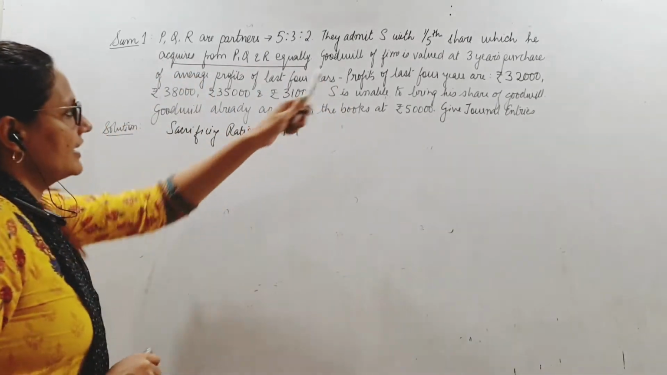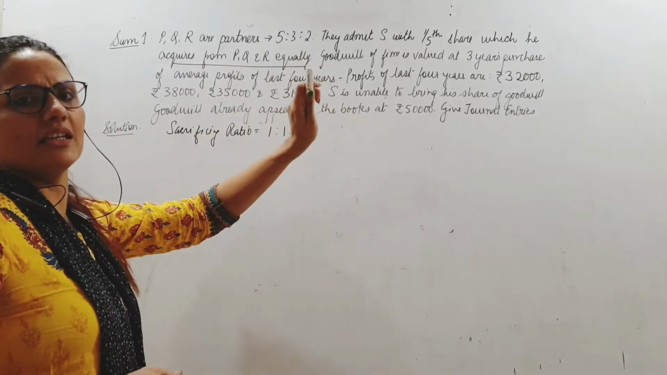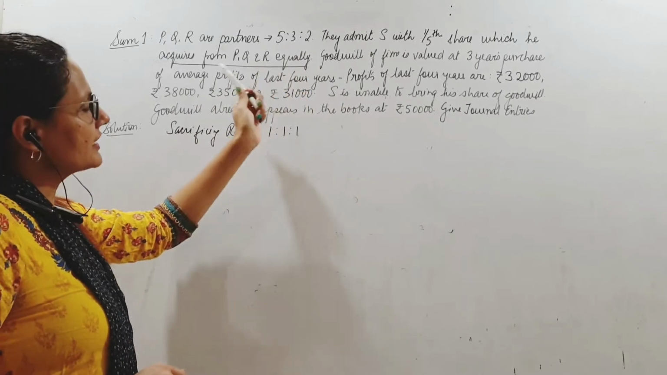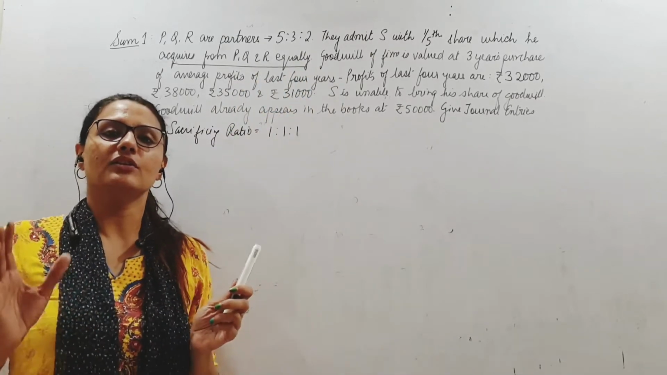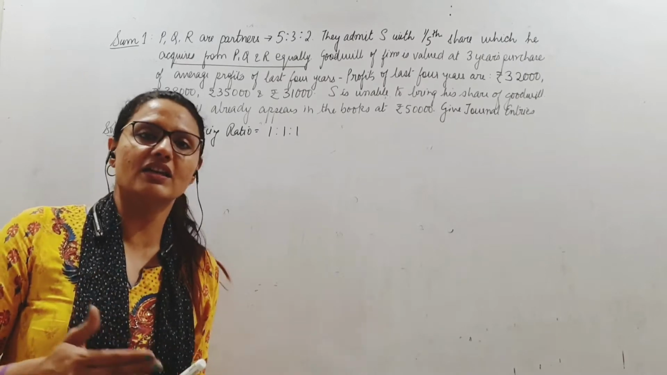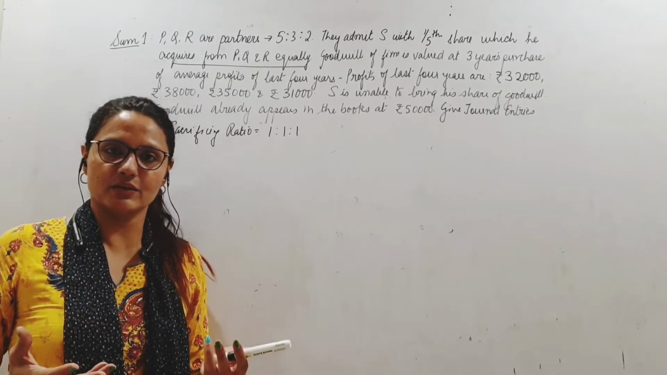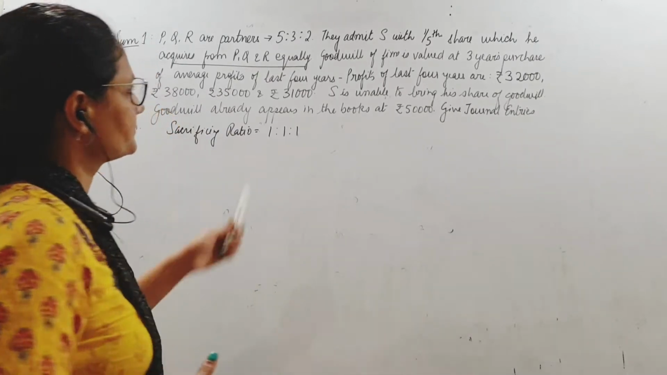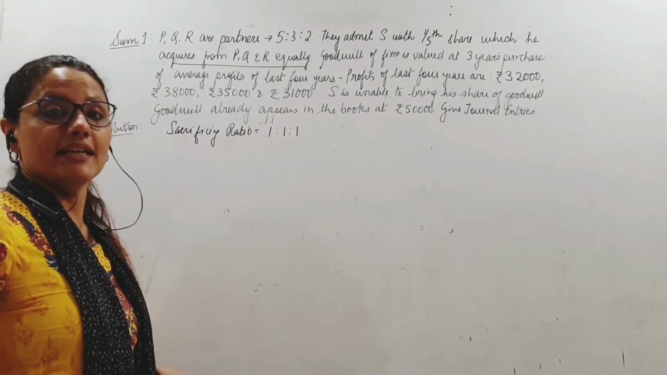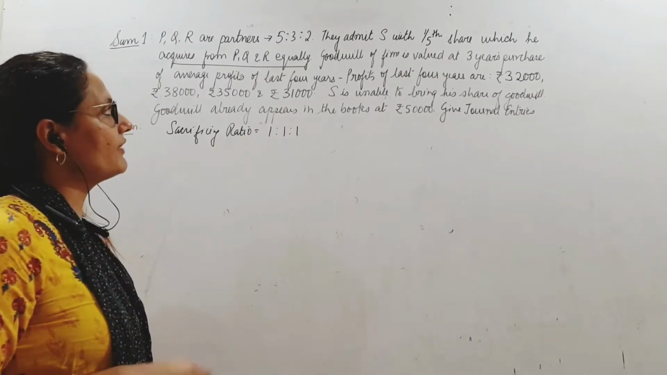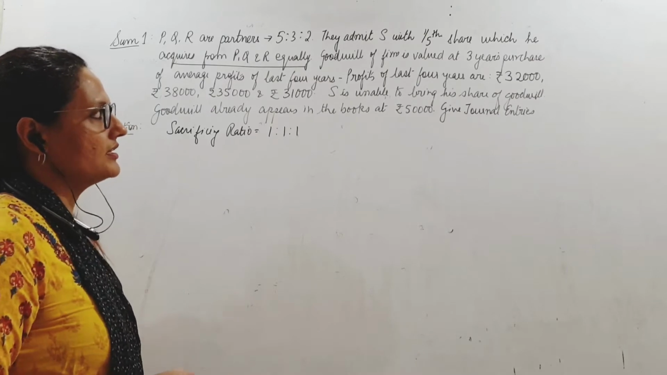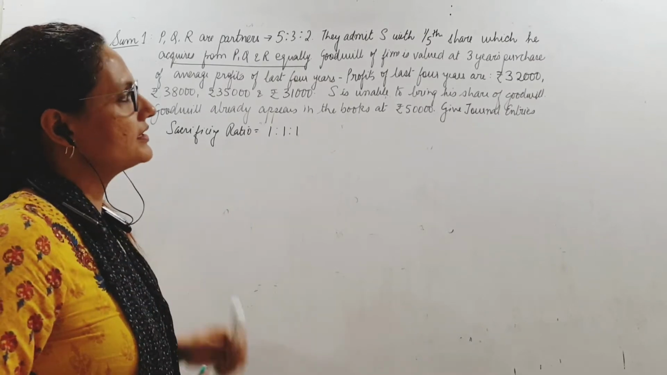Since S is acquiring his share equally from P, Q and R, they are sacrificing equally, 1:1:1. Goodwill of the firm is valued at 3 years purchase of average profit of last 4 years, and the last 4 years' profit is given to you.